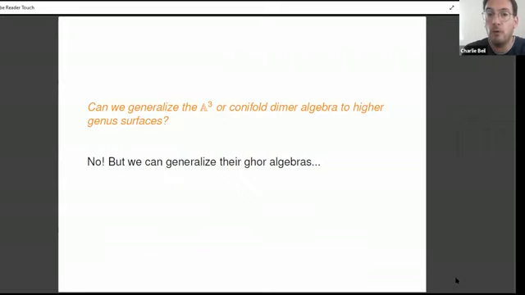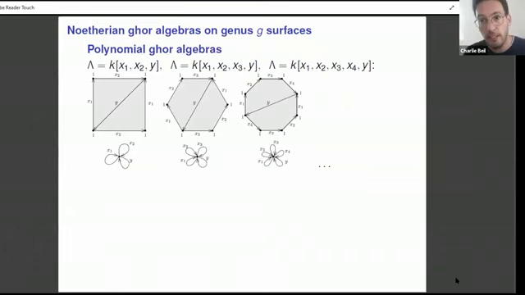And so, but if we use Gorenstein algebras, everything is different. So first, here was the first example, the polynomial dimer algebra. This is the same as the Gorenstein algebra in this case. And we just had this square with this diagonal arrow in it, and it was just a polynomial ring in three variables. But we can also put this on higher genus surfaces.